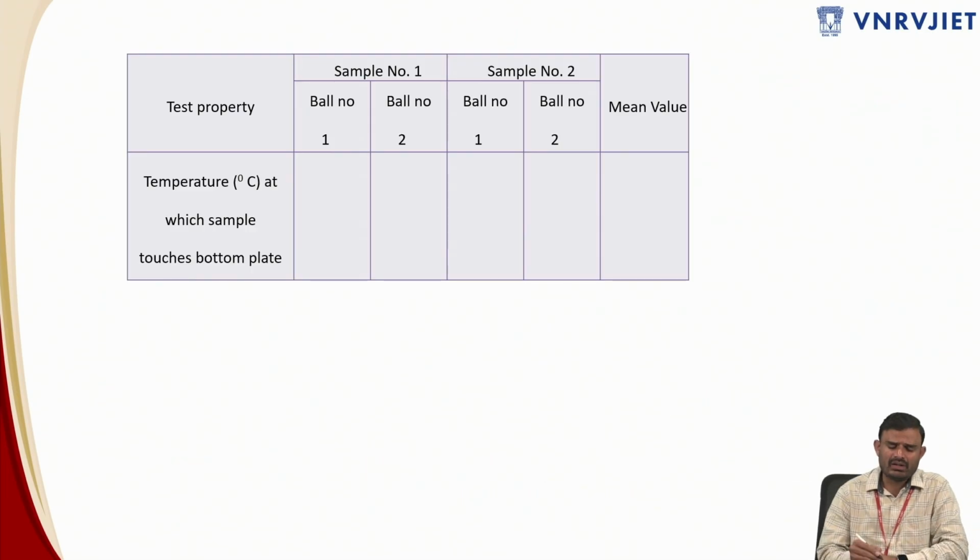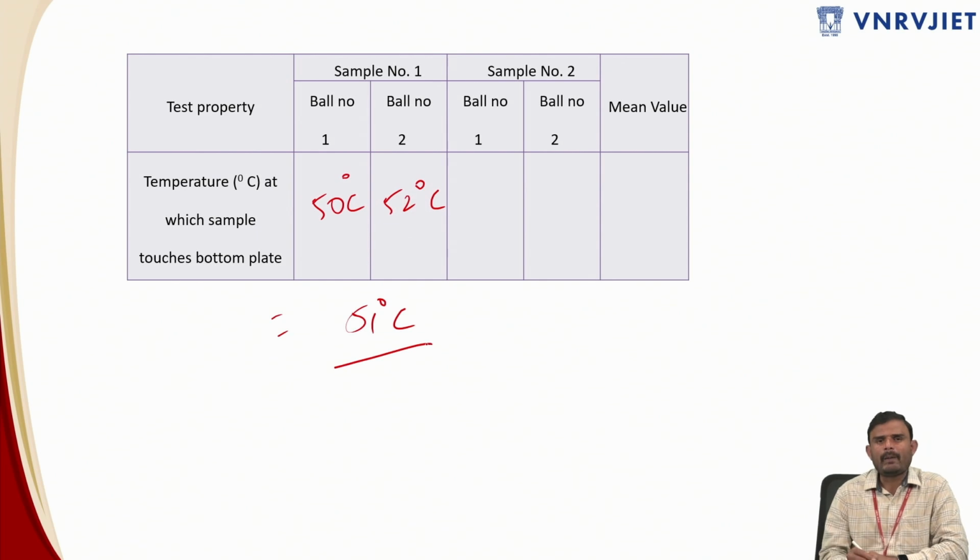This is the observation sheet which I have got along with me for calculation of the softening point. So this is ball one, just like I have mentioned. One ball has fallen to the bottom at 50 degrees centigrade, and the other ball has fallen at 52 degrees centigrade. Then you have to take the average value. 51 degrees centigrade is the softening point of the given bitumen sample. So this is all about the softening point of the bitumen.